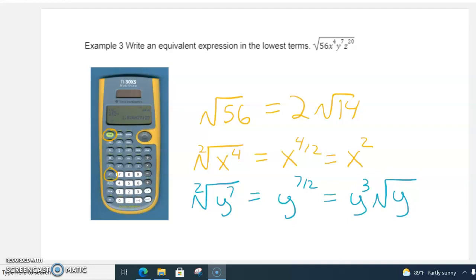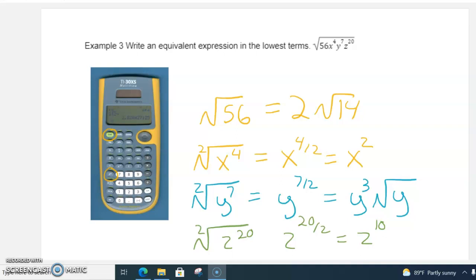And then finally, I'm going to take the square root of z to the 20th. So I'll have z to the 20 divided by 2. And when I do that, 20 divided by 2 is 10. So the square root of z to the 20th is z to the 10th. And once I've written all that down, now I can put it together.